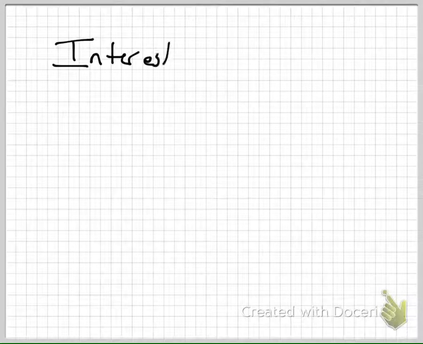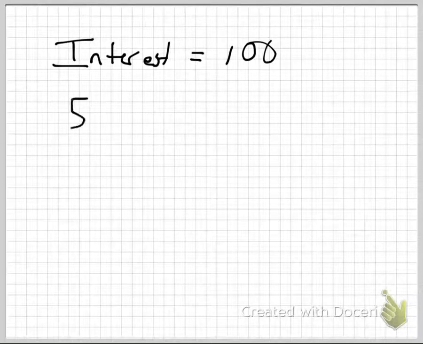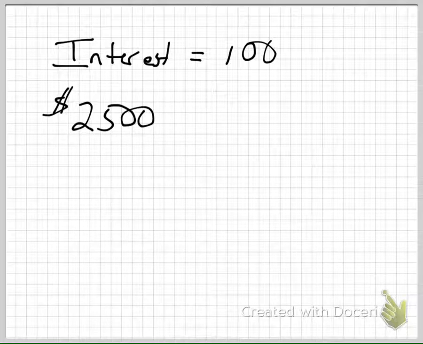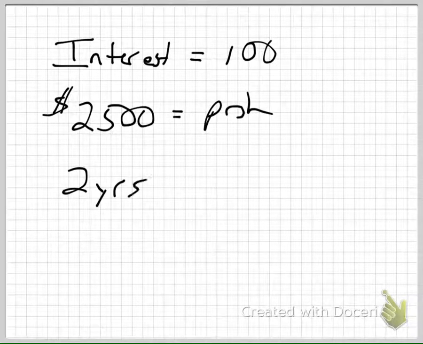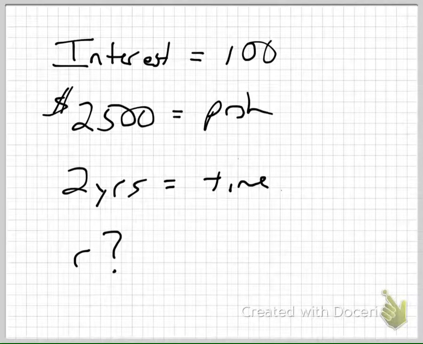They don't ask you to do this. I'm going to show you, and I want you to do it. If the interest I earned was $100, okay? And I started with, we'll say, $2,500. This was my principal. And I left it in the bank for 2 years. I want to know what my rate was. So I'm asking you for the rate.